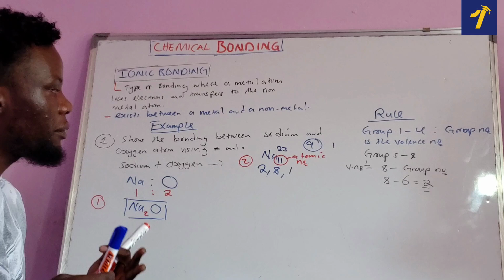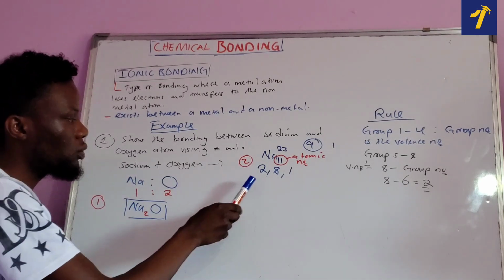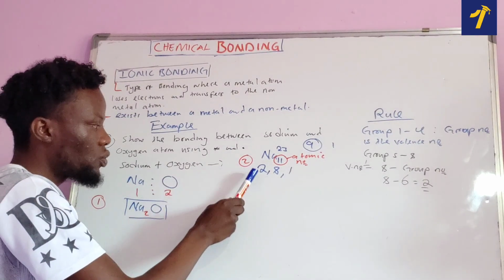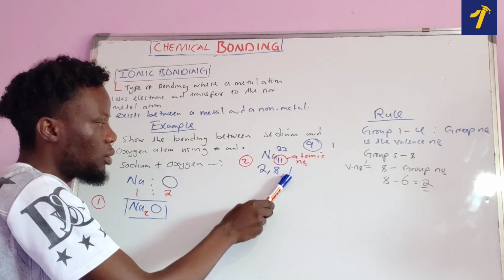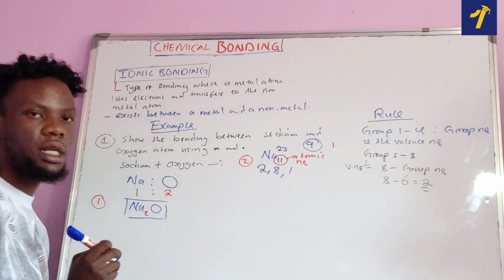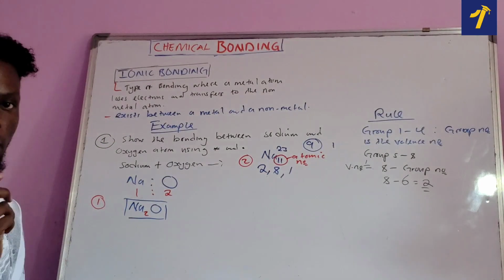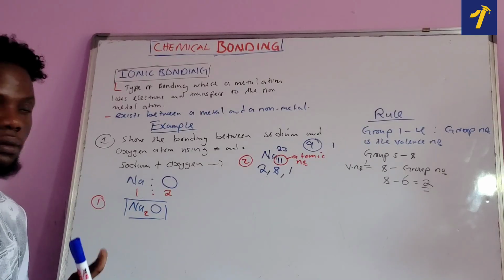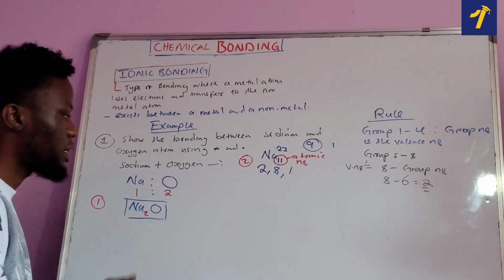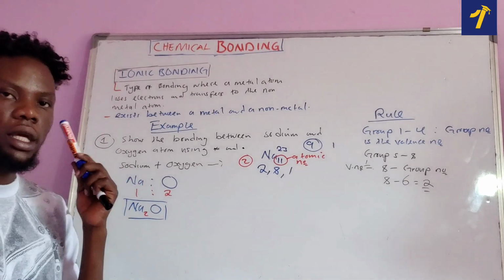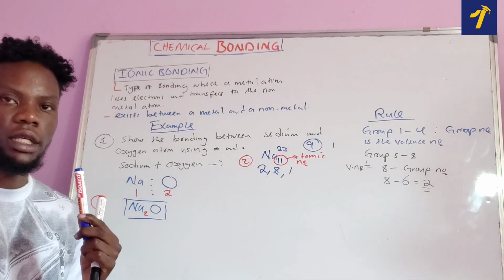Now, if you want to confirm your answer here for electron configuration, I'm going to say 2 plus 8 plus 1. It has to give you the atomic number, which is 11. If it gives you 11, then you are correct. Alright? So this is the second step. Second step, write the electronic configuration.